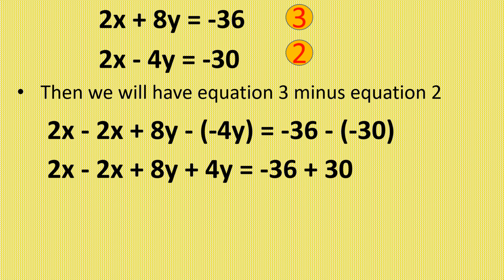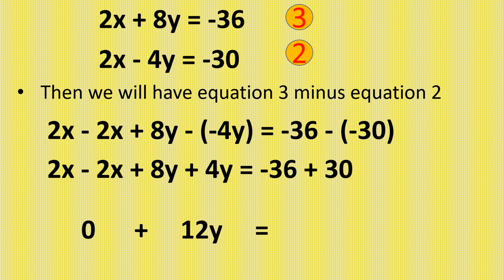8y plus 4y, you have 12y. It's like saying 8 oranges plus 4 oranges, you have 12 oranges. So in this case, 8y plus 4y is equal to 12y. And on the right-hand side, minus 36 plus 30 is minus 6. You are owing 36, you pay back 30, you still will be owing 6 left.